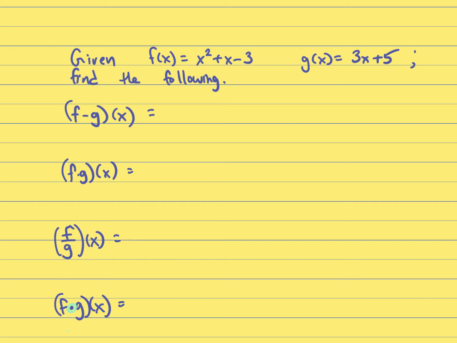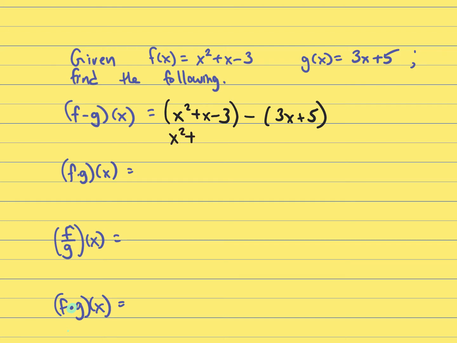So if I do the subtraction, obviously it's f minus g. So I'm going to take the f function, which is x squared plus x minus 3, and I'm going to subtract the g function, which is 3x plus 5. Whatever one comes first goes first. Whatever one goes second goes second.